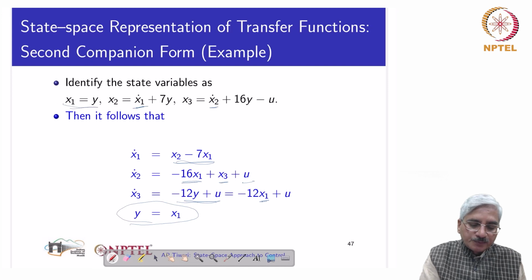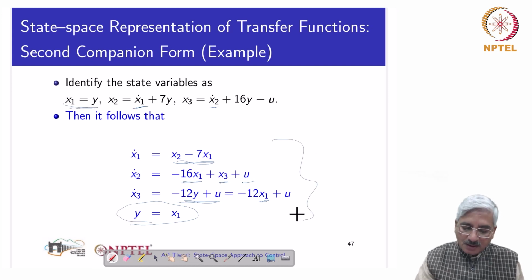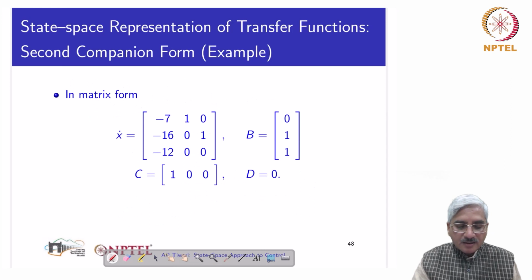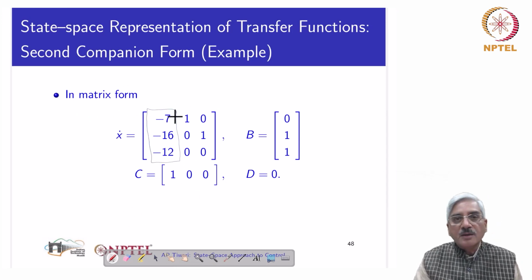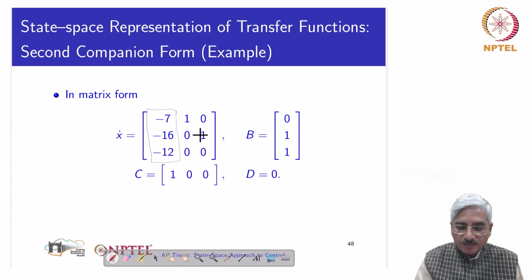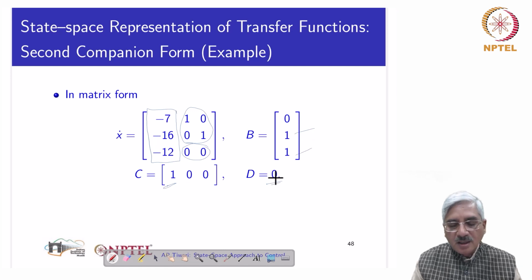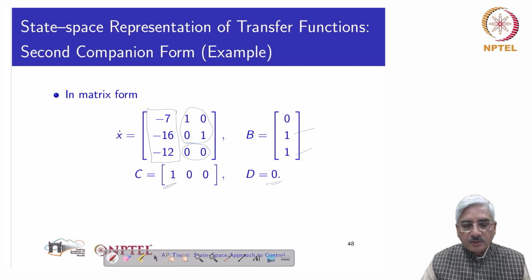So we get these as the state and output equations, and they are represented in matrix form. We have the coefficients of the denominator polynomial appearing in the first column, this the identity matrix, and this the zero vector, and B is of course not all elements were supposed to be 0, so two elements are 1, C is 1 0 0, D is 0. So this is the second companion form representation of the given system. We will continue in the subsequent part of the lecture.